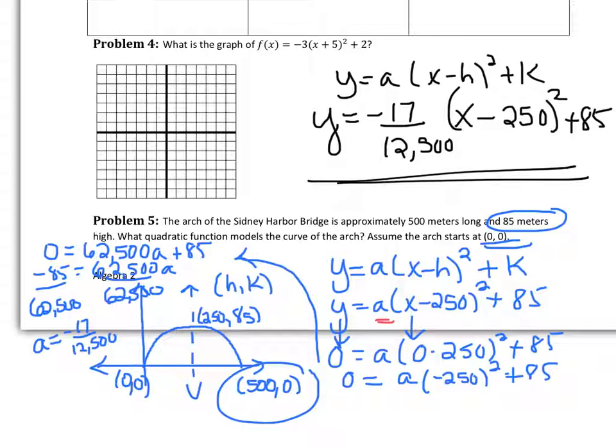So we did videos 1 and 2, but over the course of the 2 videos, we hopefully did the objective where you're now able to identify and graph quadratic functions.